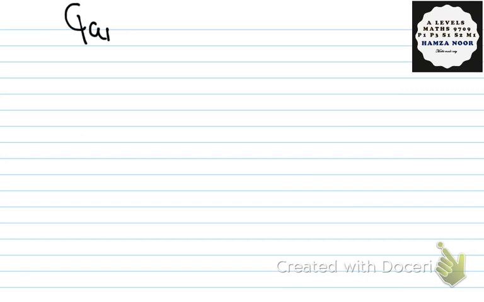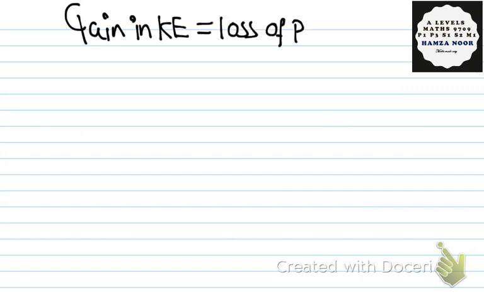Alright, so our equation is: gain in kinetic energy is equal to the loss of potential energy. So what does this actually mean? I mean, what is the proof of this equation? First thing is that mechanical energy refers to the total energy. Mechanical energy means kinetic energy plus potential energy at a particular point.